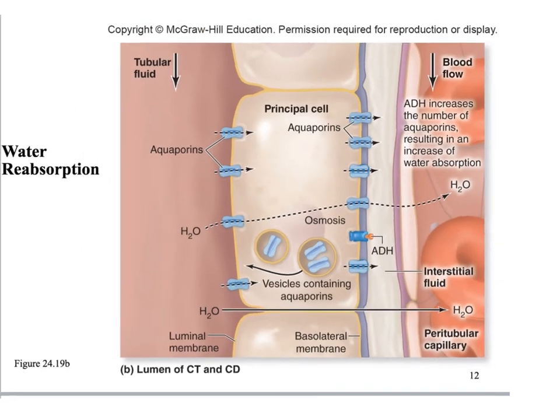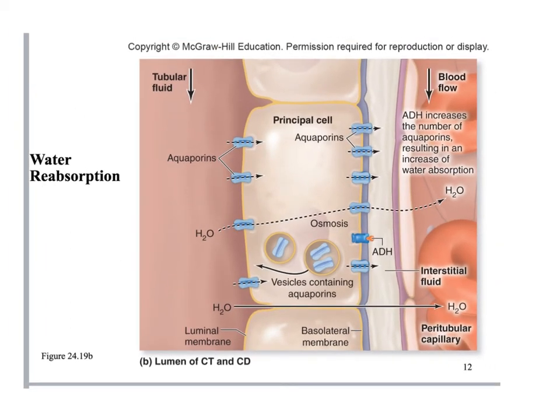Okay, so here's what it looks like on the cellular level. Water moves through aquaporins based on osmosis. More aquaporins on the membrane, more water moves through. And ADH increases the number of aquaporins, eventually leading to an increase in blood volume.